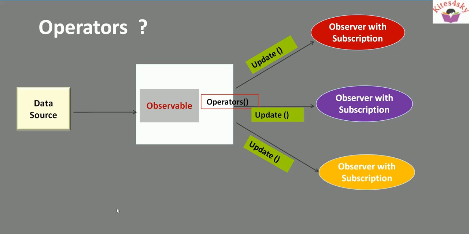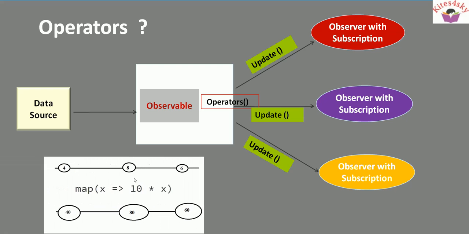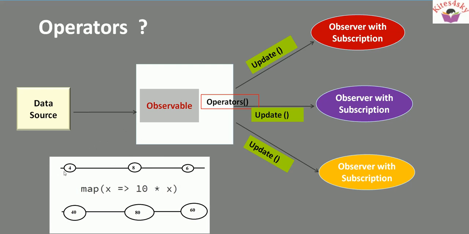Let us suppose we need to modify observable values before they reach the observer. To achieve that, we need to use operators. Let's understand with an example. Here we can see the observable is emitting 4, 8 and 6, but we need to multiply them by 10. So they will be converted to 40, 80 and 60 by using the map operator. The client will receive 40, 80 and 60 in place of 4, 8 and 6. So we can say that by using operators, we can modify observable values.